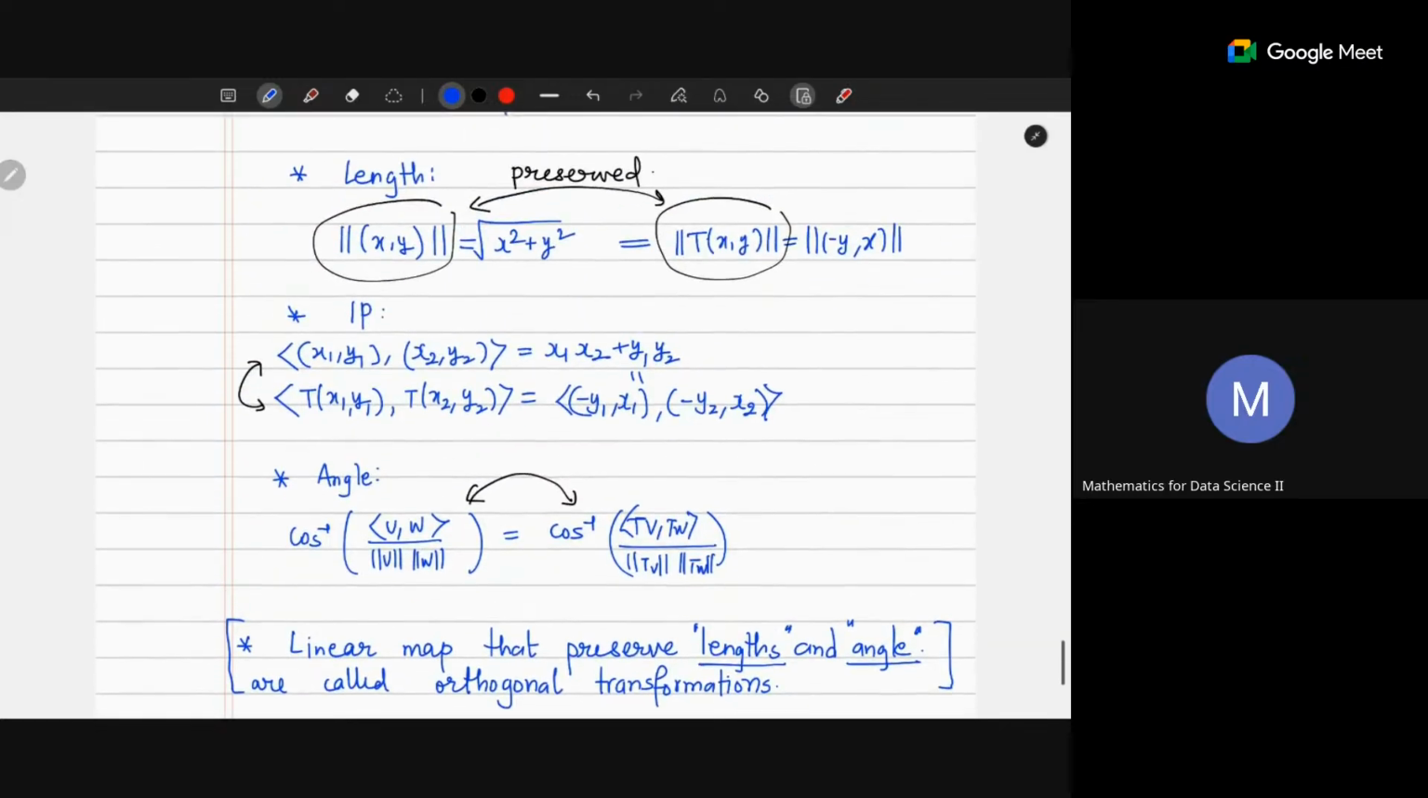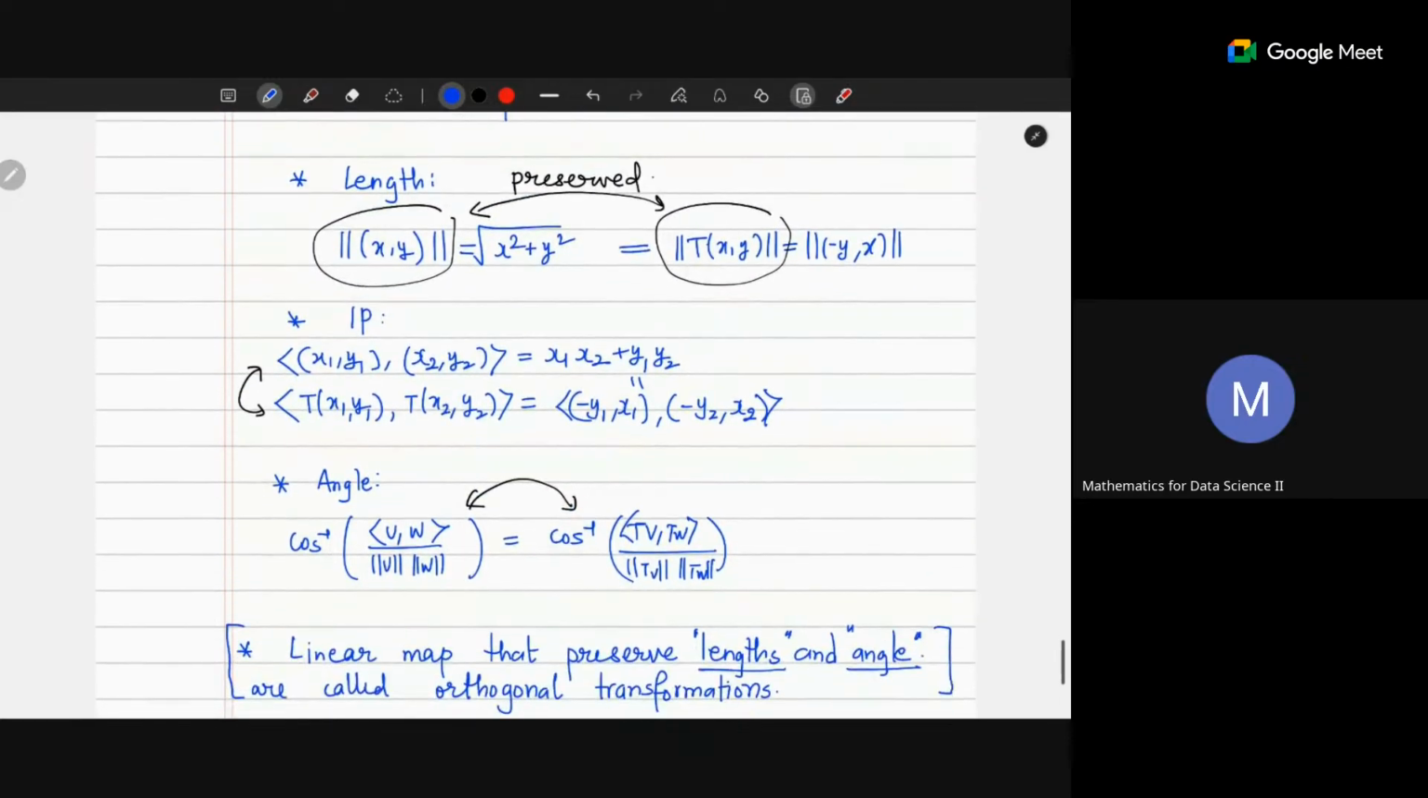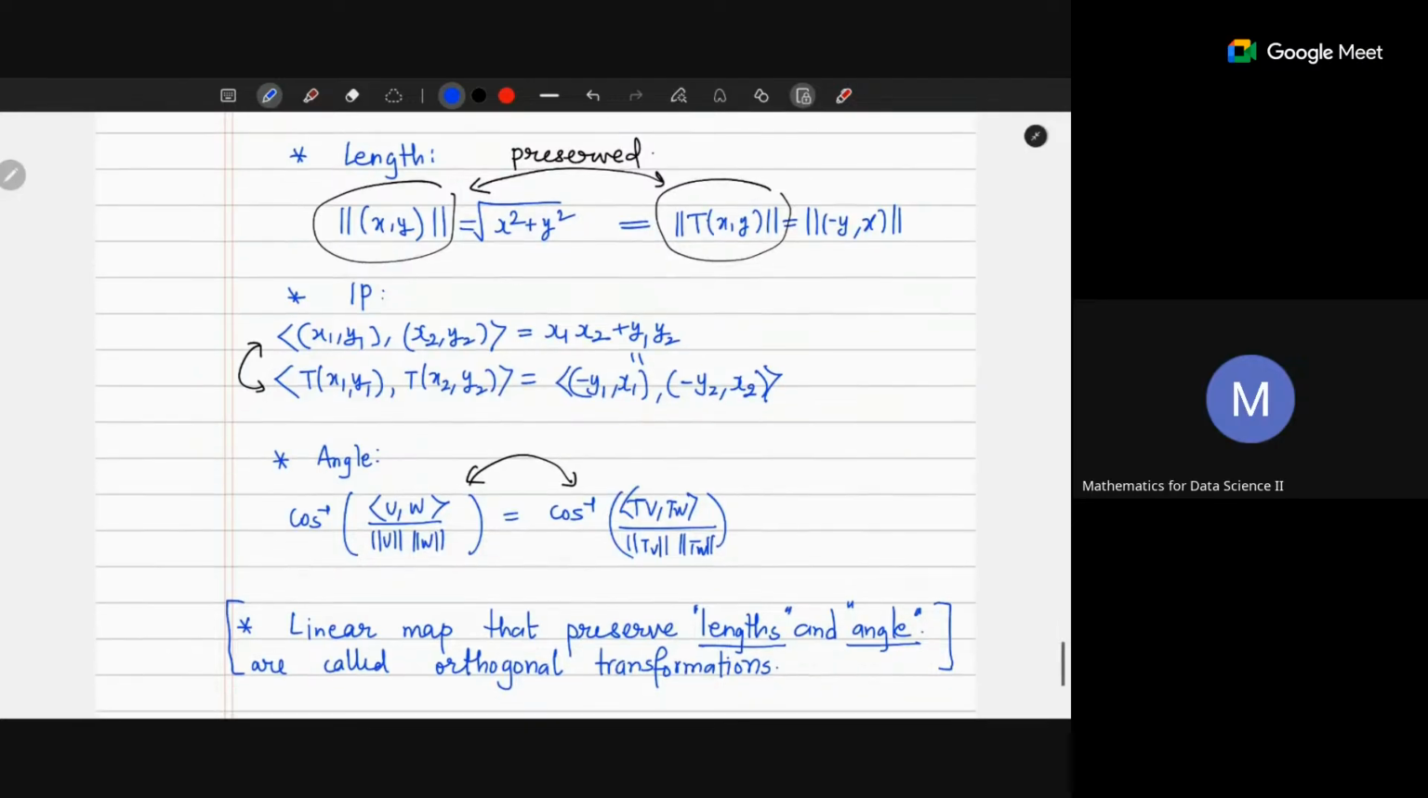Now, in all these three things, the length, the inner product, and the angle, what you have noticed is that we are only looking at the inner product of two vectors. For example, in length, we are only looking at the inner product of the vector with itself. In case of angle, you need to know whether it preserves the inner product with other vectors or not. So it is sufficient to just say that if it preserves the inner product, then it will preserve the length as well as the angle.